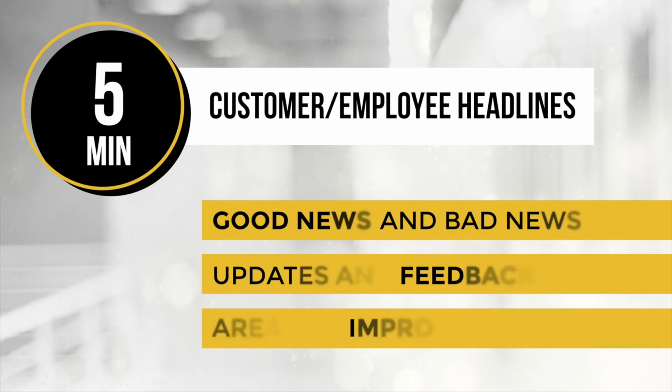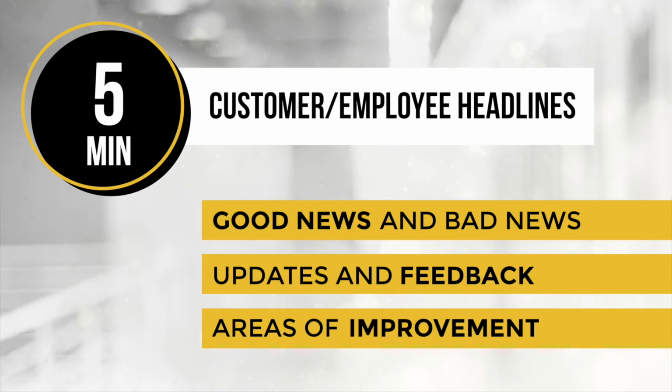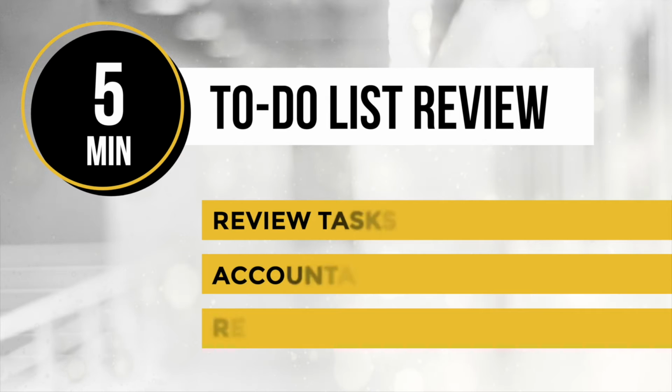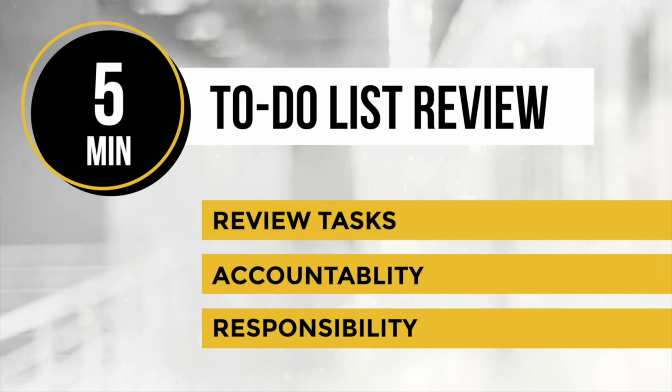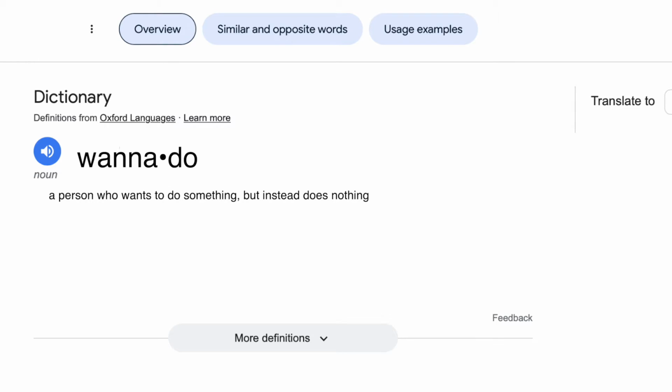Then the 5-minute customer and employee headlines: sharing good news, bad news, updates, and feedback, as well as discussing areas for improvement. This is the favorite 5 minutes for all the chismosas out there. That's gonna be funny for Spanish speakers. 5-minute to-do list review: a review of tasks from the previous week, holding team members accountable for their responsibilities. Are you a doer or a wanna do? I just made that up.